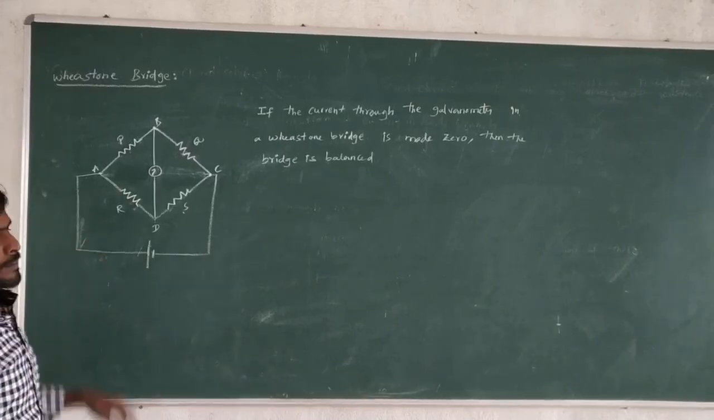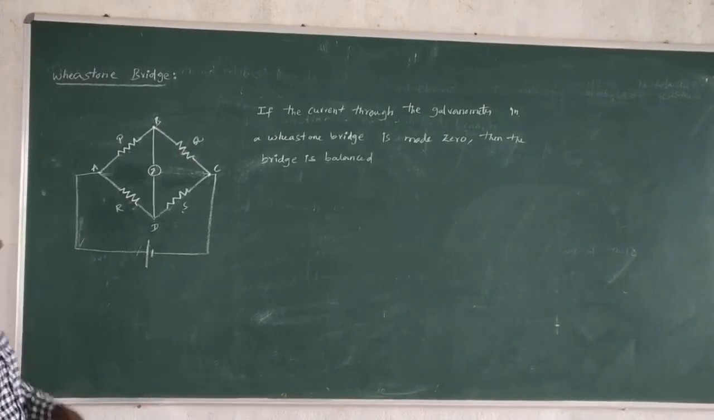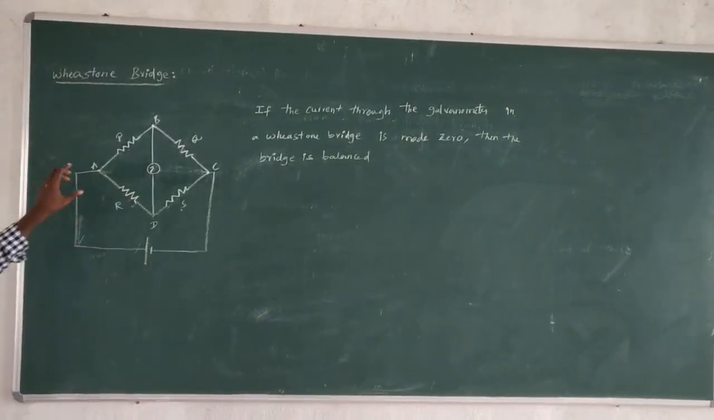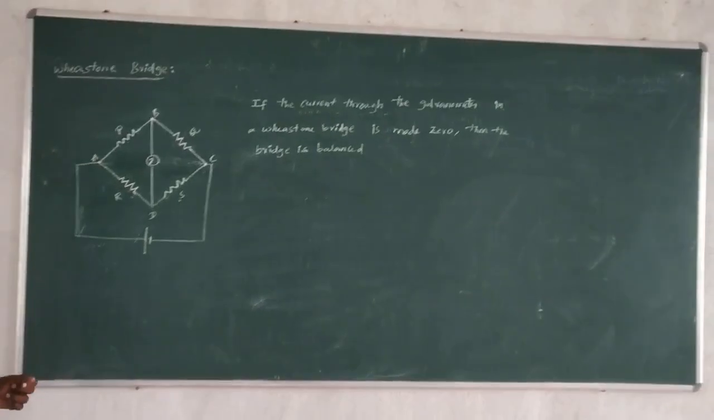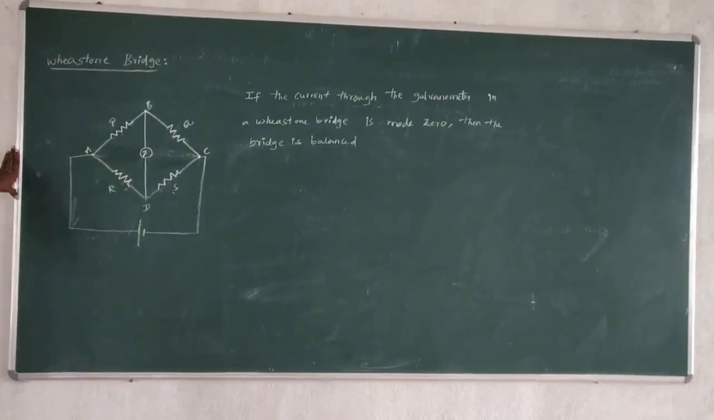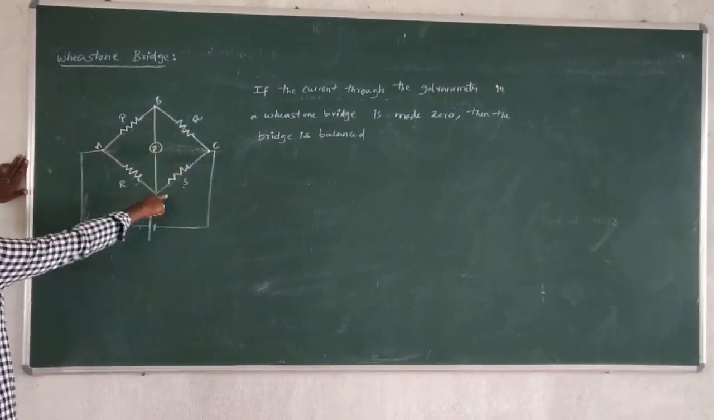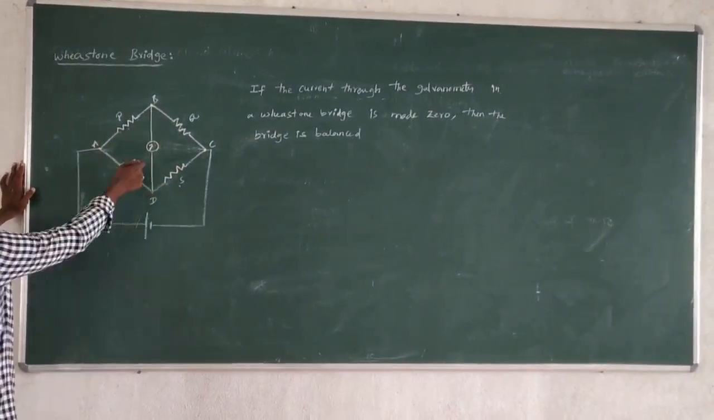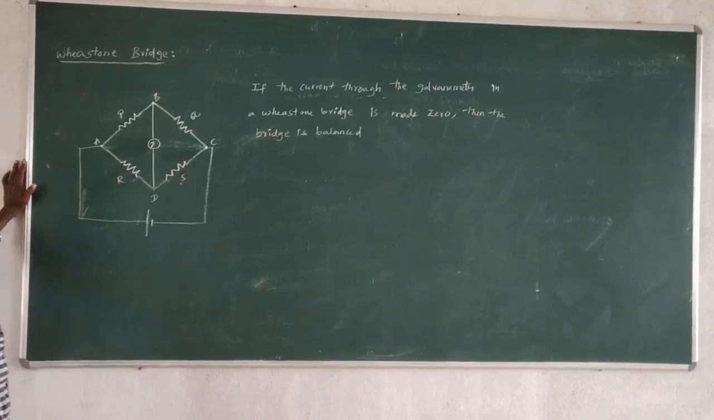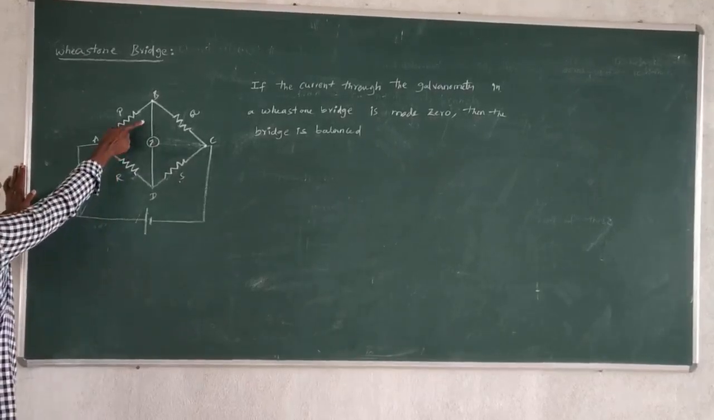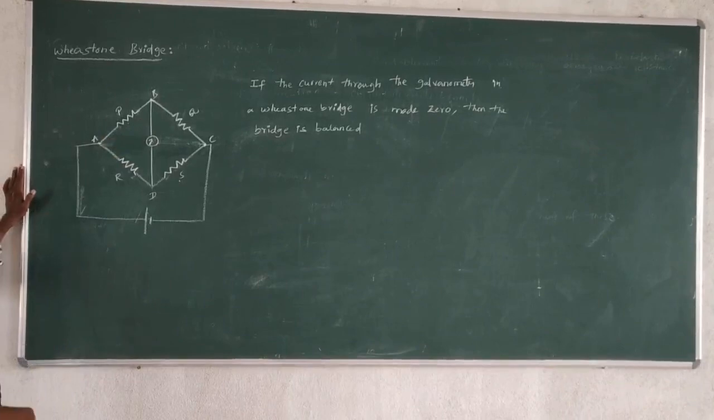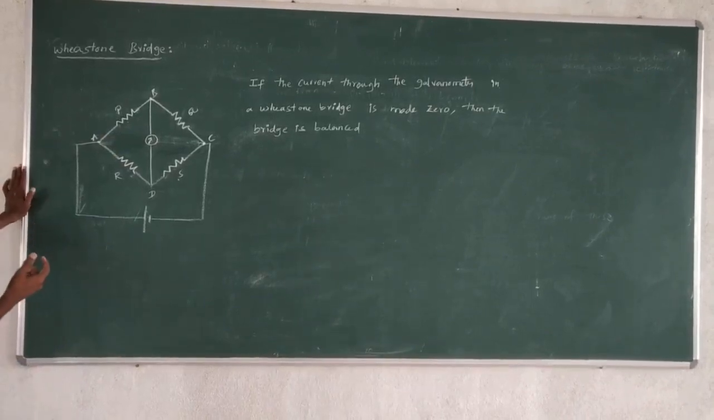Next topic, Wheatstone bridge. If the current through the galvanometer in a Wheatstone bridge is made 0, then the bridge is balanced. Here 4 resistors are connected in a circuit and a galvanometer is also connected. The current in the galvanometer is made 0, so the bridge is balanced.